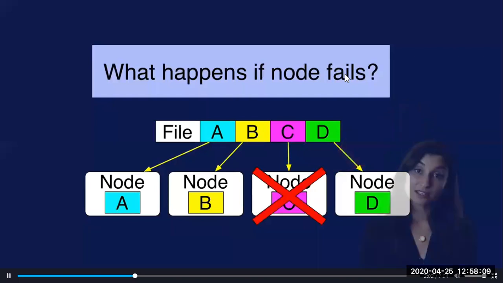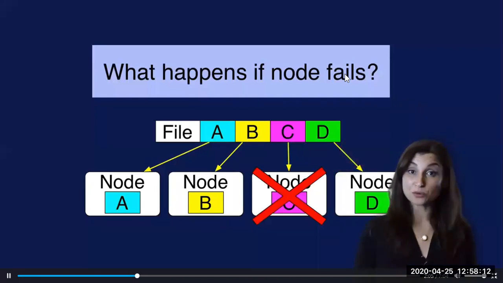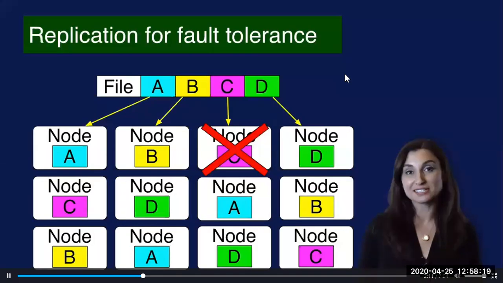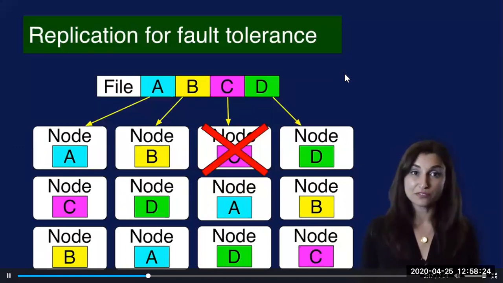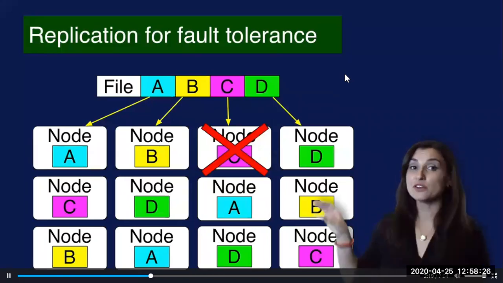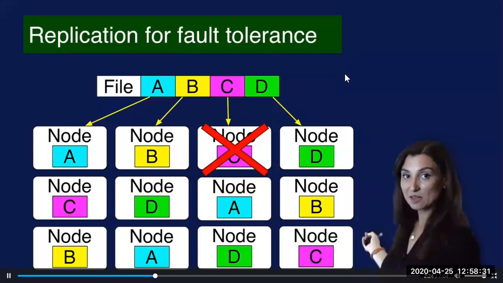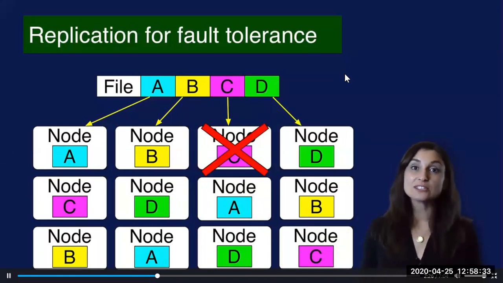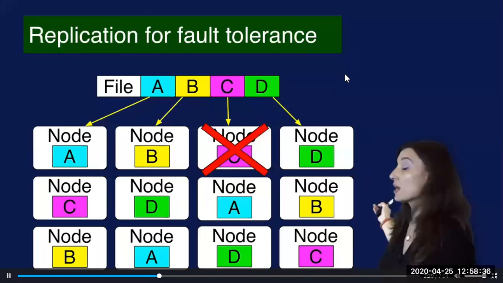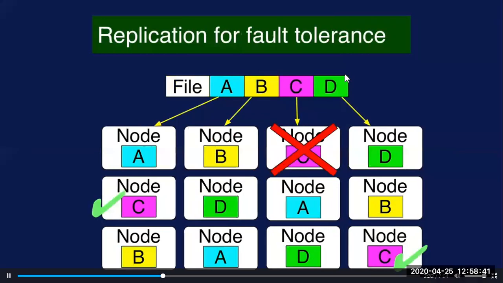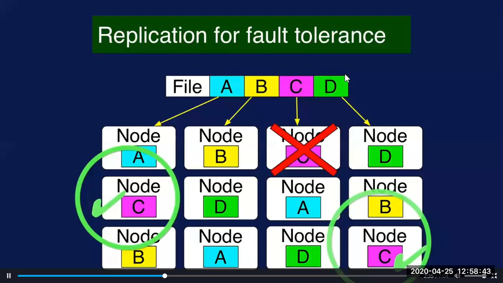What happens next? Do we lose the information stored in block C? HDFS is designed for fault tolerance in such cases. HDFS replicates, or makes a copy of, file blocks on different nodes to prevent data loss. In this example, the node that crashed stored block C. But block C was replicated on 2 other nodes in the cluster.